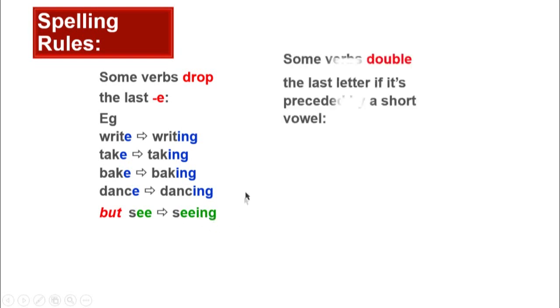Let's see another rule. Some verbs end with a letter that is preceded by a short vowel. For example, here sit: t is preceded by the short vowel i, so I have to double the t before adding ing. Sit becomes sitting. Let's see here, swim: m is preceded by a short vowel, so I have to double the m, then add ing. Swimming, as you see here in red, double m.